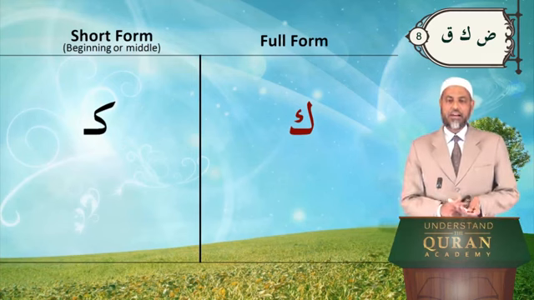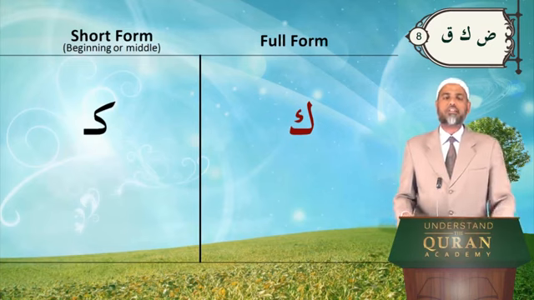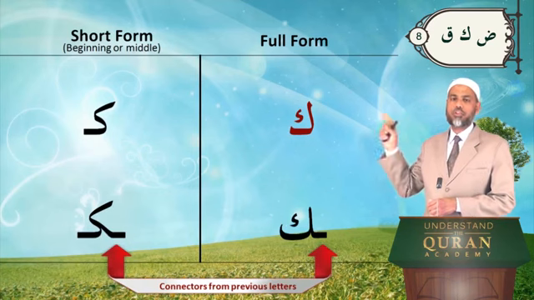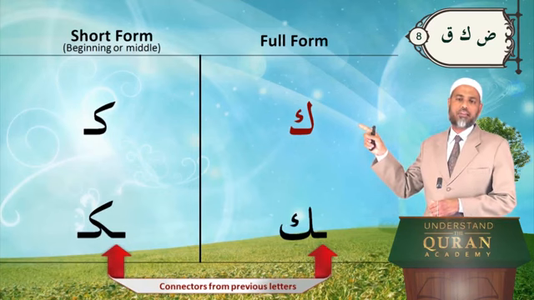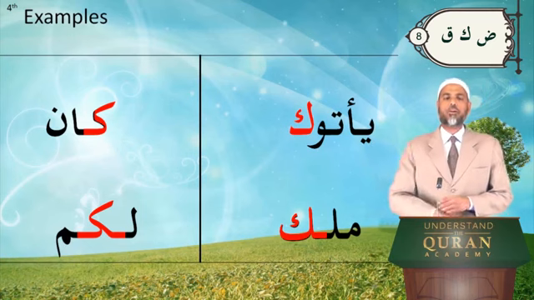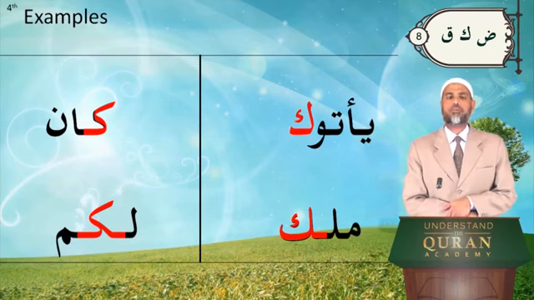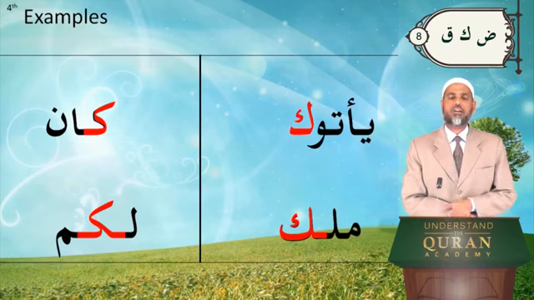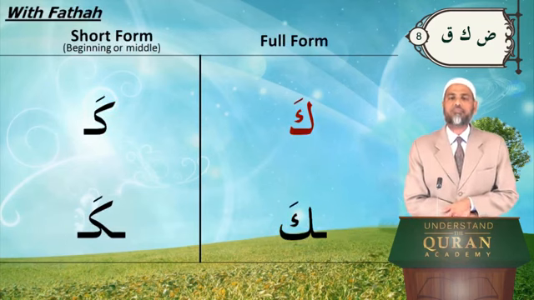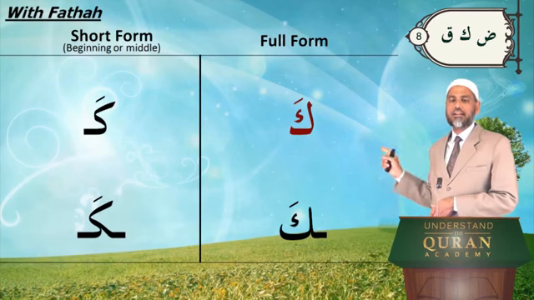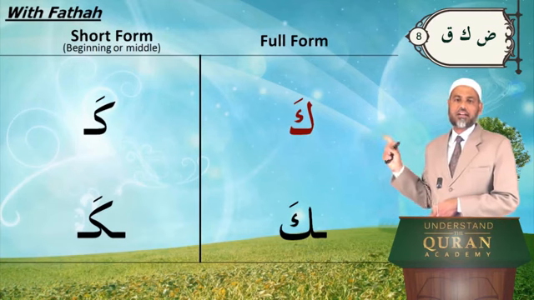And both of them can have connectors from previous letters. And here are examples of full form and short form for kaf in different words, with connectors also given below in another set of words. Let us practice pronouncing kaf with fatha. So you have ka, ka, ka, ka.